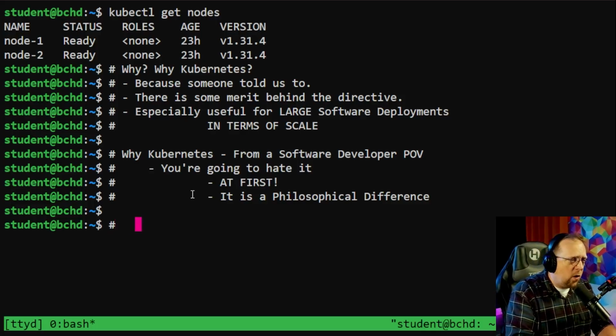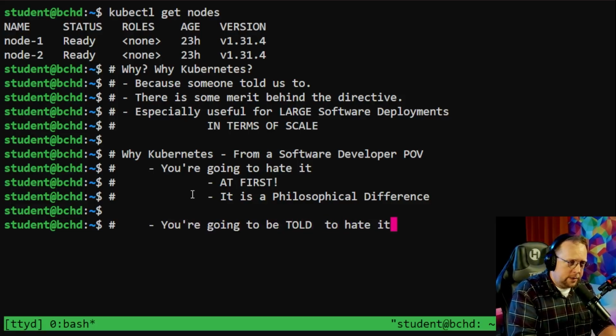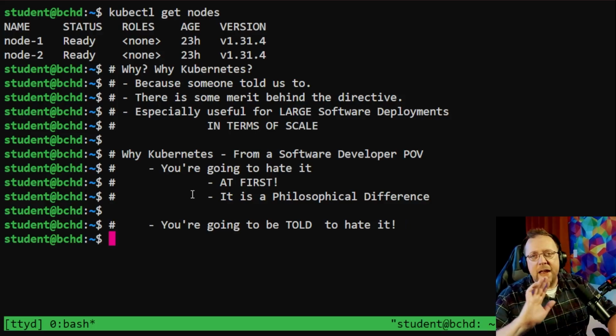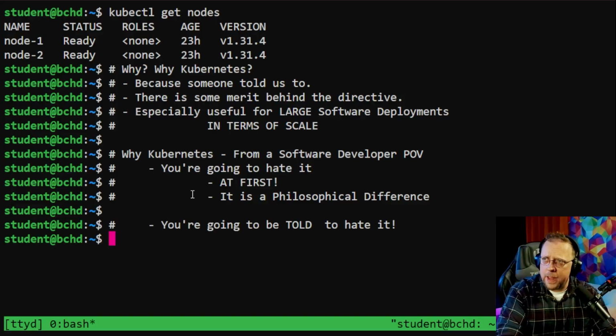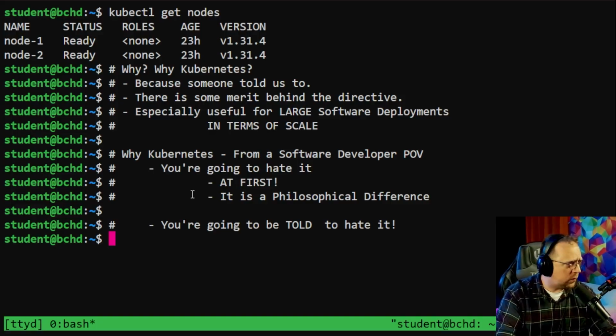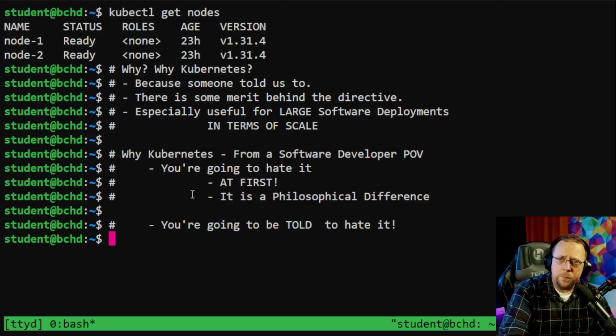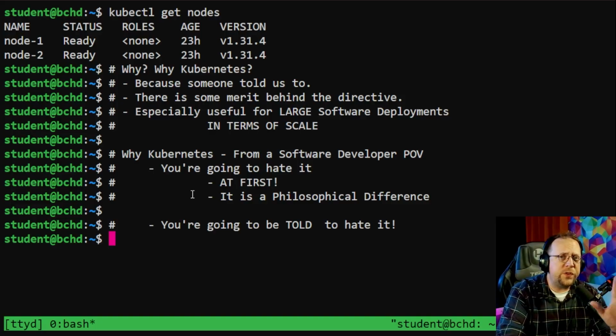And here's the next big thing. Not only are you going to hate it, you're going to be told to hate it. I see it everywhere. A lot of the comments and a lot of the hate about Kubernetes that I see typically comes from software developers. And it typically comes from people who do not quite understand the why. And they are very resistant to change, which, guys, we're human. We're creatures of habit. Change is hard. We don't like it. There's a reason why Bezos' email was very strongly worded. You're going to get fired if you don't do this.